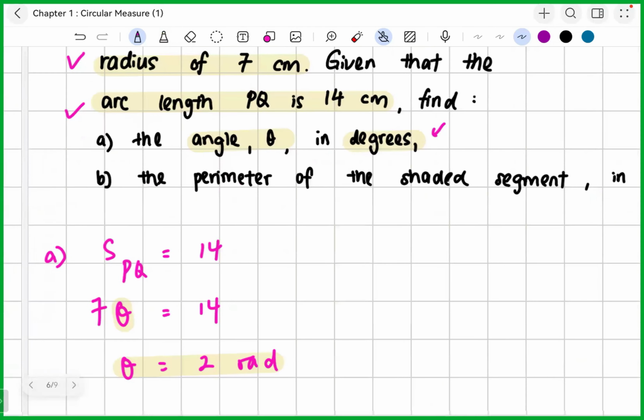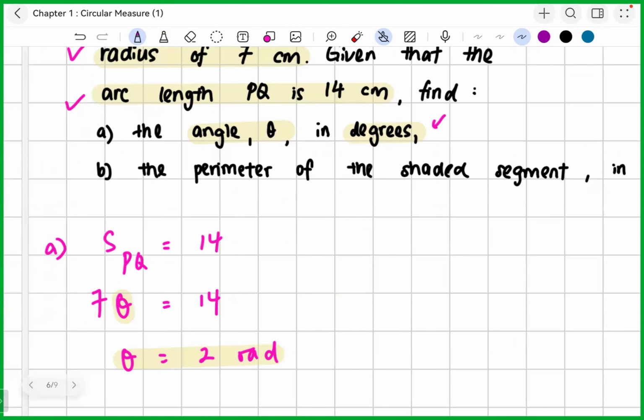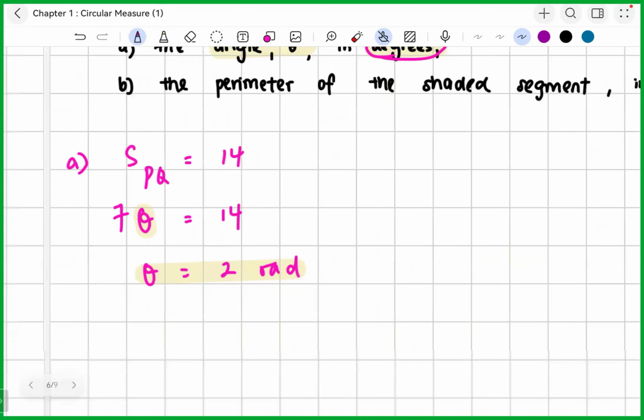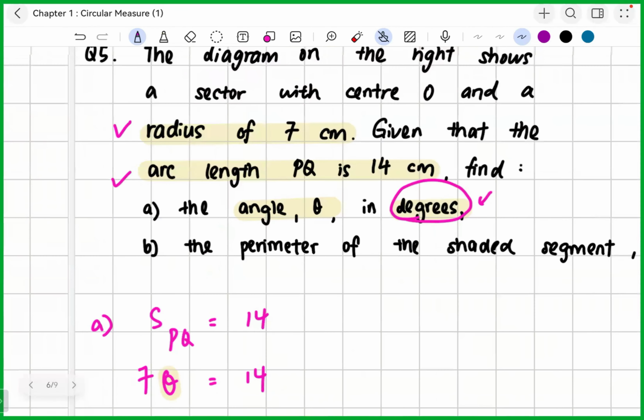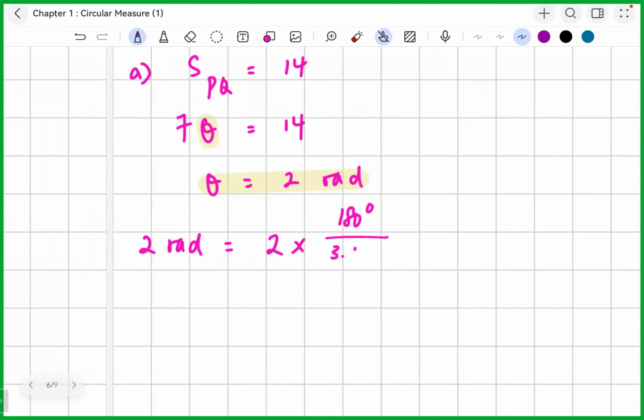Because the question wants us to state the angle in degree unit, we have to convert it. So how to convert that? If you want to convert radian to degree, you have to multiply by 180 over pi. What is the value of pi? The question didn't mention, so we simply use 3.142. So 2 times 180 over 3.142, you will get 114.58 degrees. Okay, so this is the correct answer.